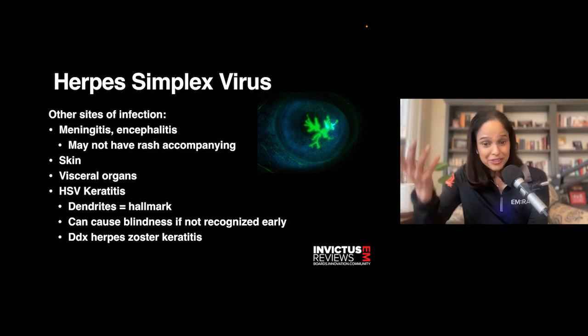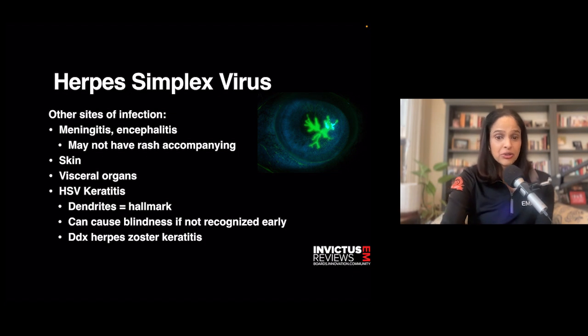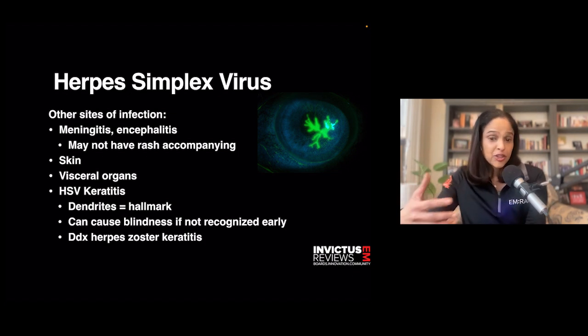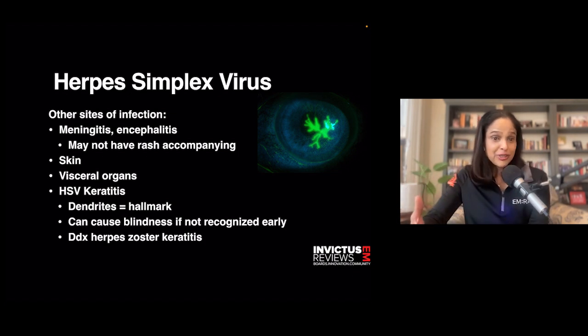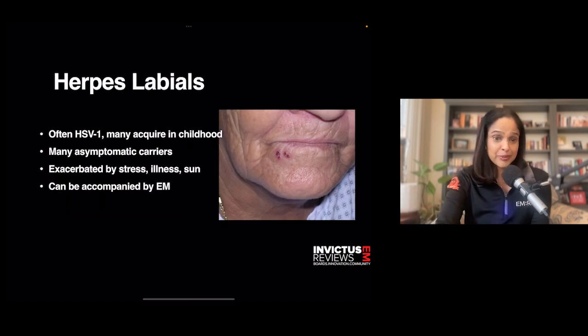You can have visceral organ involvement if you're immunosuppressed. HSV keratitis is something that you should be able to recognize. Those dendrites are the hallmark, the dendrites that you see on a fluorescein examination. This can cause blindness if it's not recognized early. And so it could be this, it could be herpes zoster keratitis when you see those dendrites. Either way, you're going to get ophthalmology involved as soon as possible.